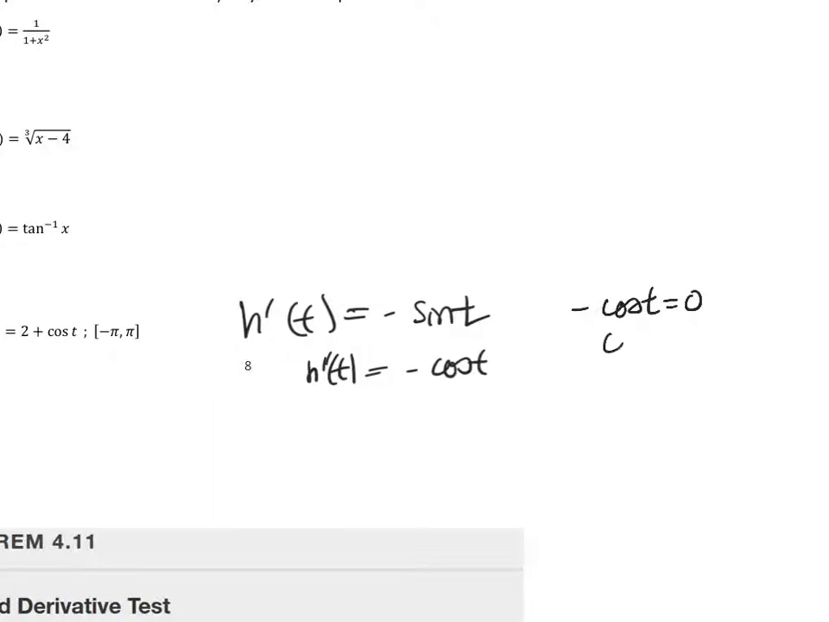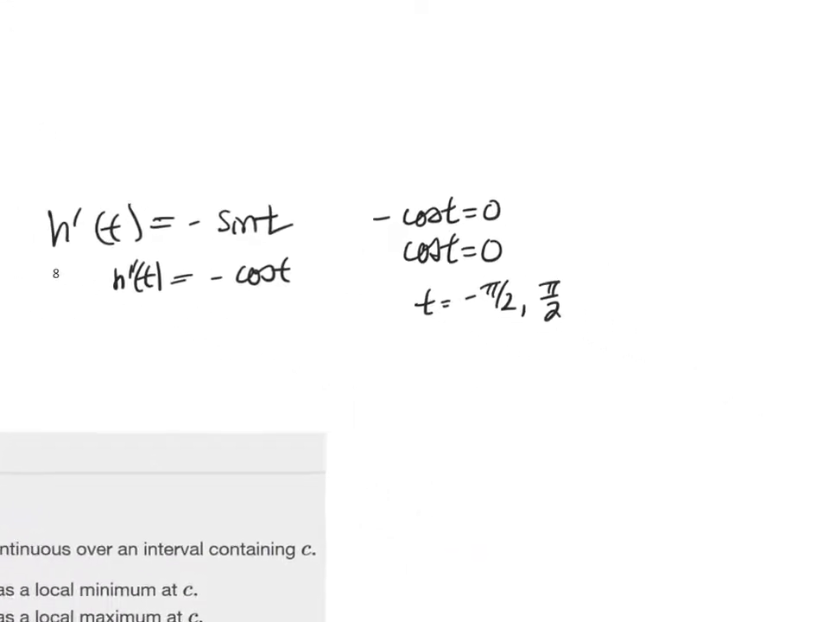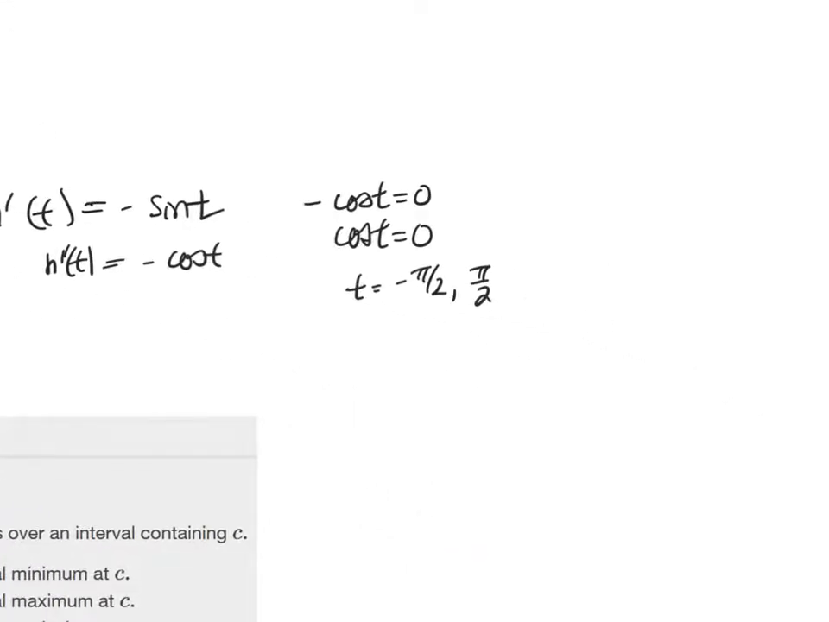So cosine t is equal to 0. So I get my unit circle out and I look to see where cosine is equal to 0 on the interval from negative pi to pi. So where is the cosine equal to 0 from negative pi to pi? So negative pi over 2 and pi over 2. Okay? So those are the two places I need to check. I need to check in the intervals then. I know that that's where my points of inflection are.